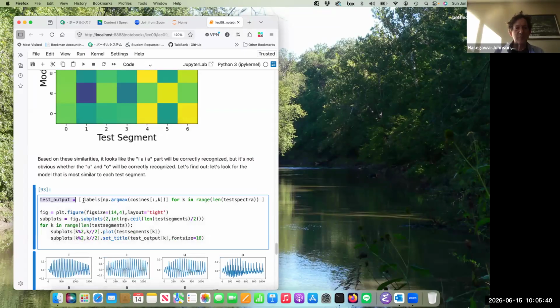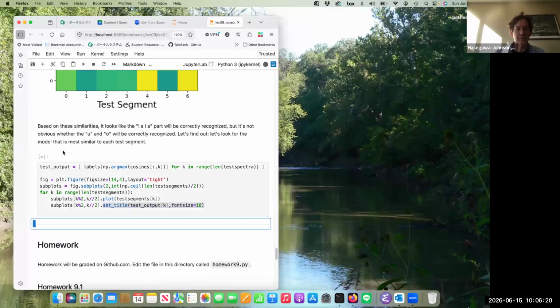So we can take the test output. We can take the cosines of :k for k in range length of test spectra. So for each of the test spectra, we'll take the corresponding column from this cosine similarity measure, and we'll find its maximum. We'll find out which of the vowels best matches that kth test segment. And then we'll look up its corresponding label. And then I'm going to plot those figures. In each figure, I'll plot the waveform, and above it, I'm going to set the title equal to the test output from the kth waveform.